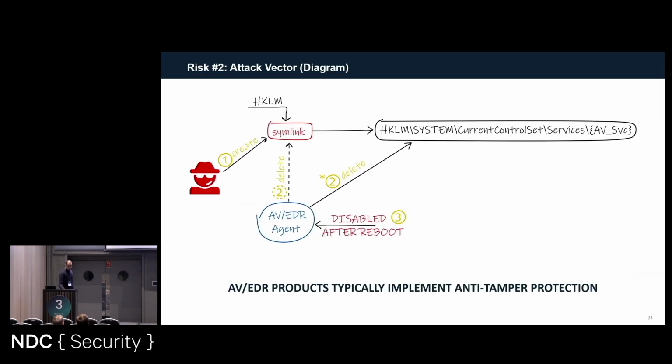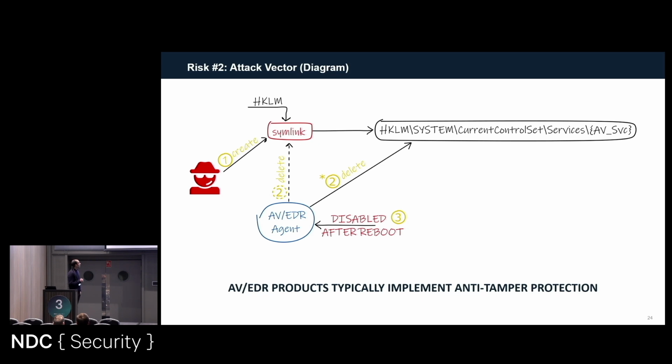Okay, the second attack vector, and this is very specific to antivirus and EDR. The first attack vector is a more generic attack. It can be applicable to other types of application other than AV and EDR, but this one is very specific to AV and EDR. So when you install an antivirus or an EDR agent in your system, it will install itself as a system service. And that means that it will add itself under the CurrentControlSet services.